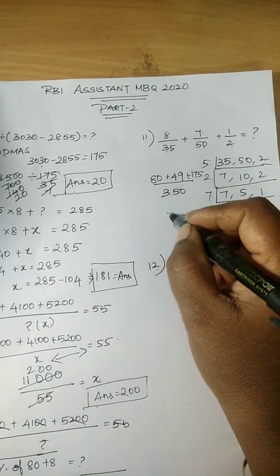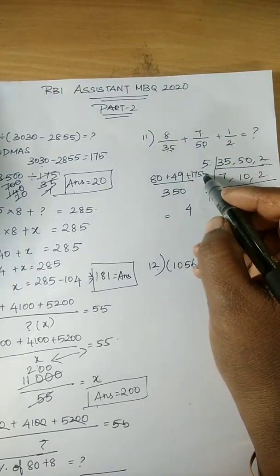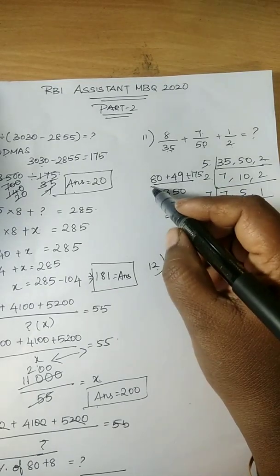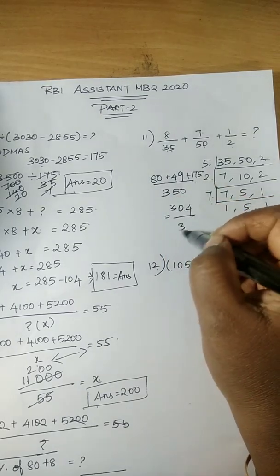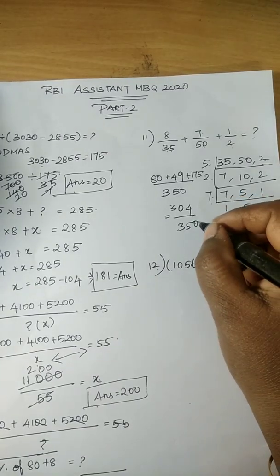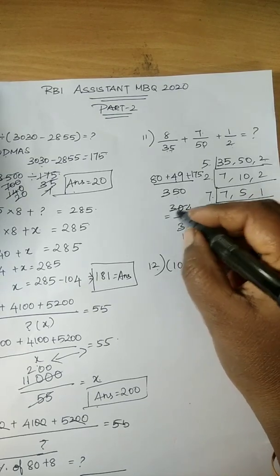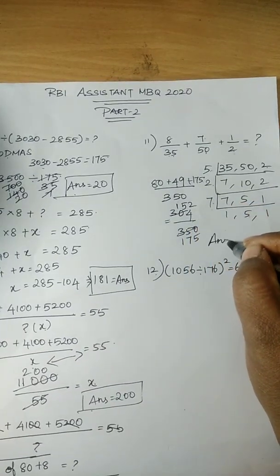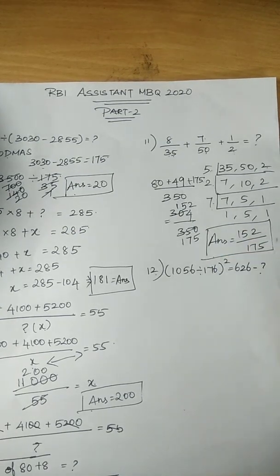Now add this, you will get 4, balance 1, 8, 12, and then 20, balance 2, 304 by 350. So let's divide this by 2. 304 divided by 2 is 152, and 350 divided by 2 is 175. Here 152 and 175, so again we can't divide. So the answer is 152 divided by 175. This is the answer. Okay.